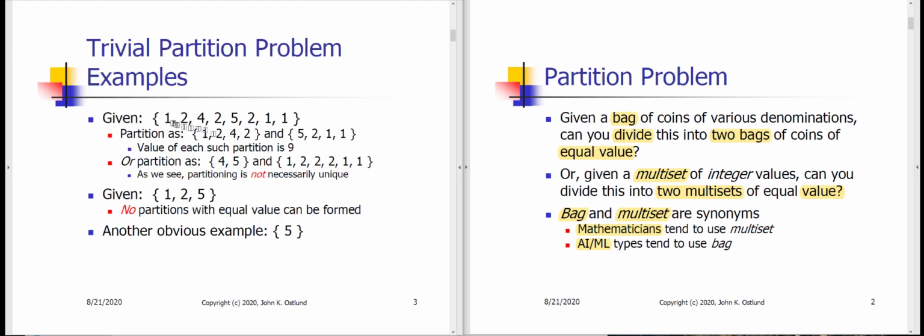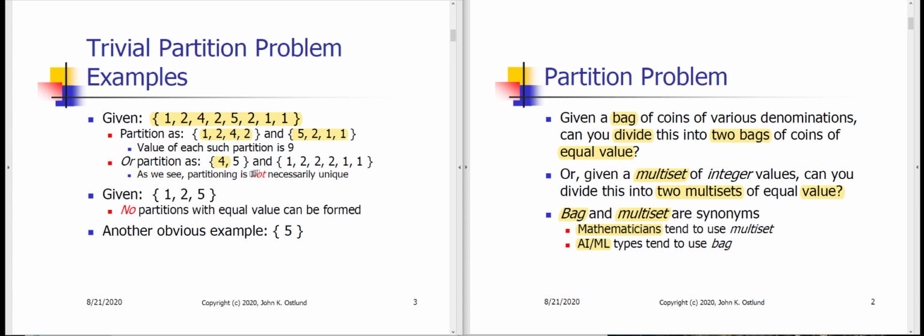Okay, so as an illustration, let's suppose that we have a bag containing these coins: 1 cent, 2, 4, 2, 5, 2, 1, 1. And we want to know, can we split that into two subsets, two sub-multisets, where the sum of the values in each of the multisets matches the other? In fact, we can take these coins 1, 2, 4, 2, which sum to a value of 9, and these other coins, 5, 2, 1, 1, which sum to the value of 9, and we have therefore partitioned the multiset. We've used up all the items in the multiset, and the values of each of the two sub-multisets is the same as the other.